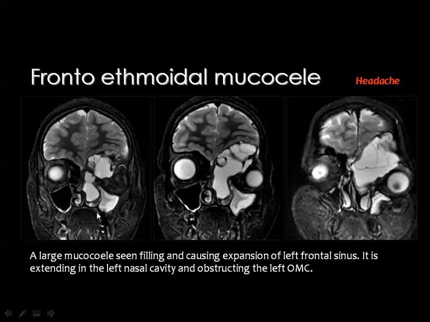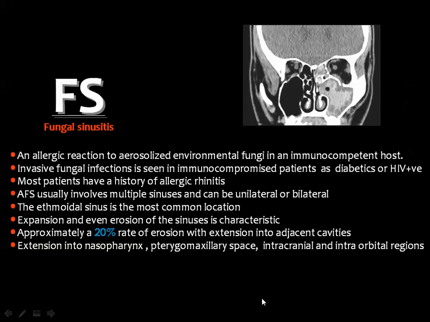Frontoethmoidal mucocele by MRI, you see the expansion of the frontal sinus as well as the ethmoidal air cells encroaching on the ostium of the left maxillary sinus, which accumulates secretions. Infection of the paranasal sinuses by fungus may be seen in immune-competent patients and also in immune-compromised patients. This is known as allergic fungal sinusitis in immune-competent patients, and invasive fungal sinusitis in immune-compromised patients.